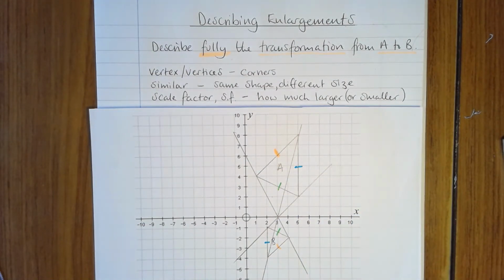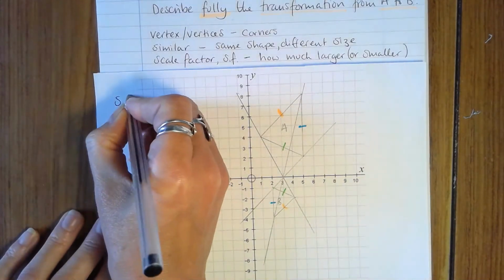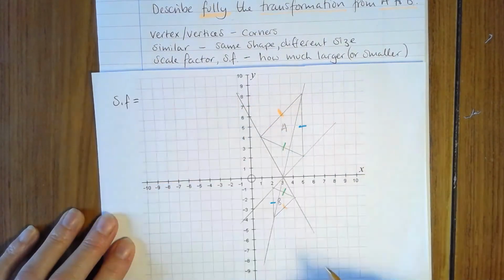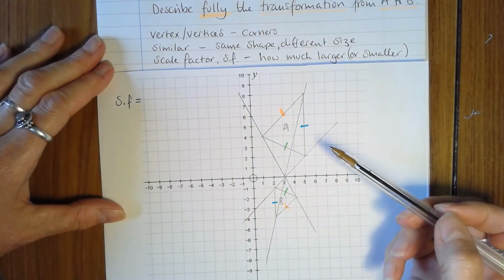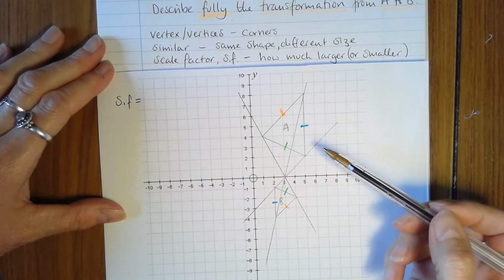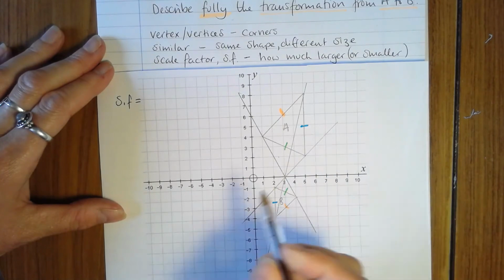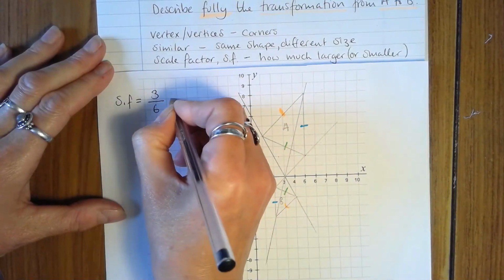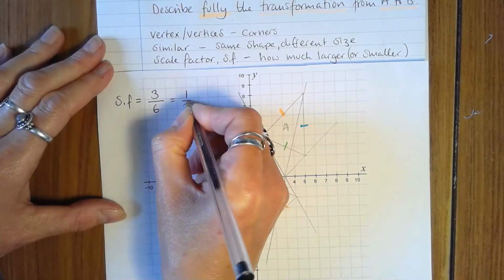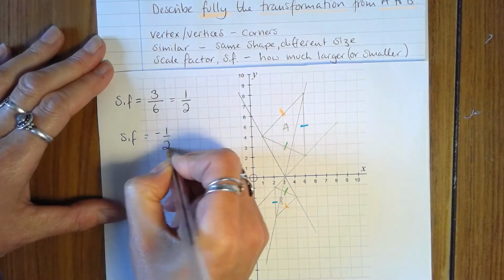So now we've identified the centre of enlargement, we need to find the scale factor. So the scale factor we know is negative. I'm just going to find the magnitude of the scale factor, or the size of the scale factor, by dividing a side on the new shape by the corresponding side on the original shape. So here, B is 3 units long and A is 6 units long, so that is a half. I know it's negative, so the scale factor equals negative a half.